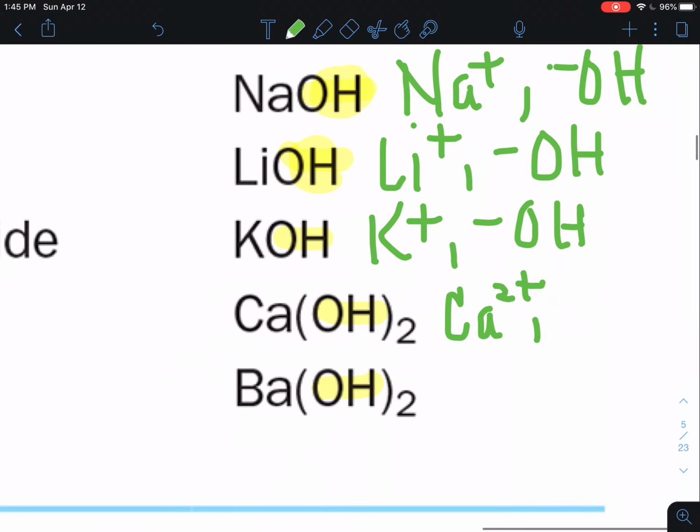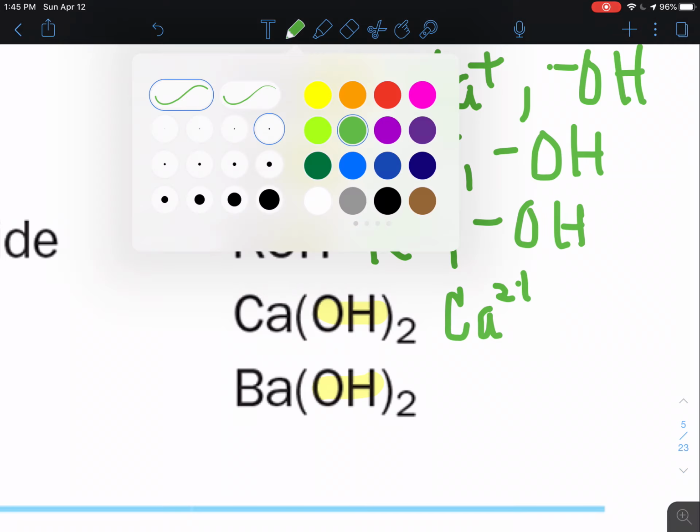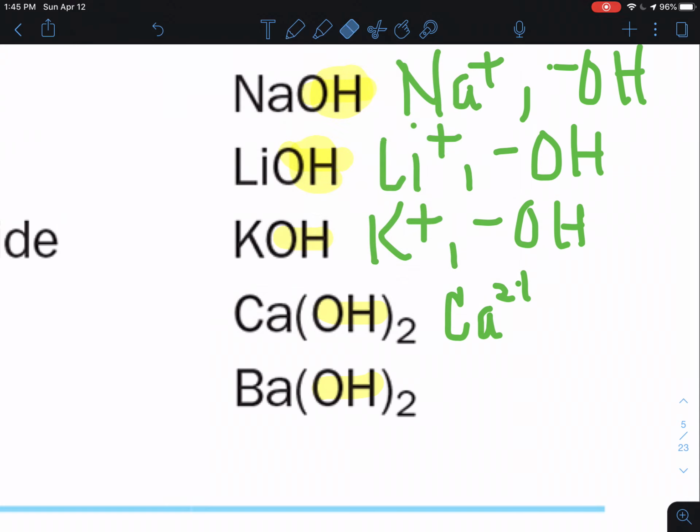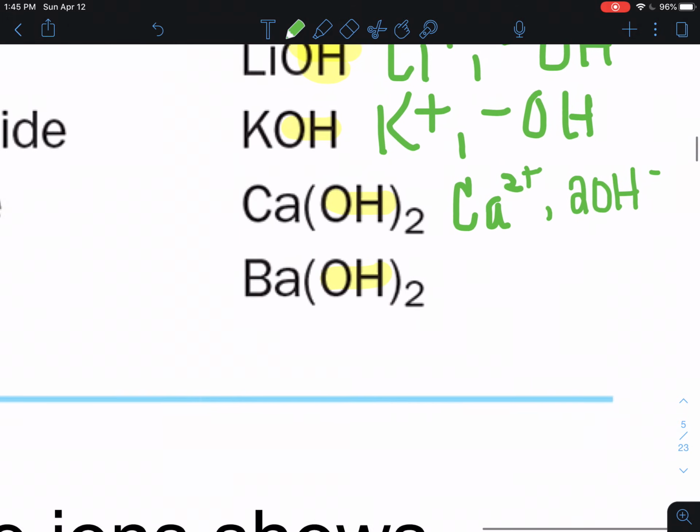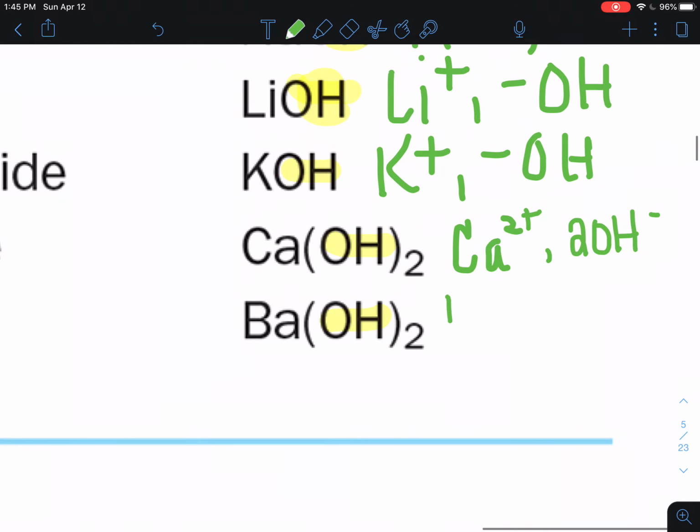Let's zoom in. Okay, so that's going to be Ca 2 plus and 2 OH minus. And this is barium hydroxide, all right? So barium dissociates once you throw it in water into Ba2 plus and 2 hydroxide anions.